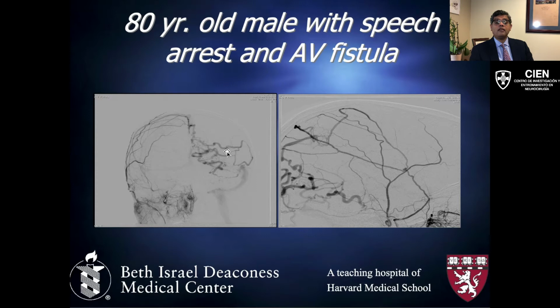Now, when you're 80 years old, the question is, is there a role for intervention? And I think there is a role because, as you saw from the natural history data, these cortical venous drainage, along with these ectatic veins, increase the risk of hemorrhage. And embolizing this is a fairly straightforward procedure. You can see how we got into the right middle meningeal artery.